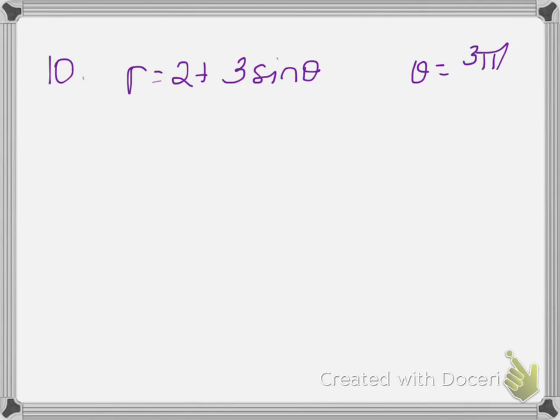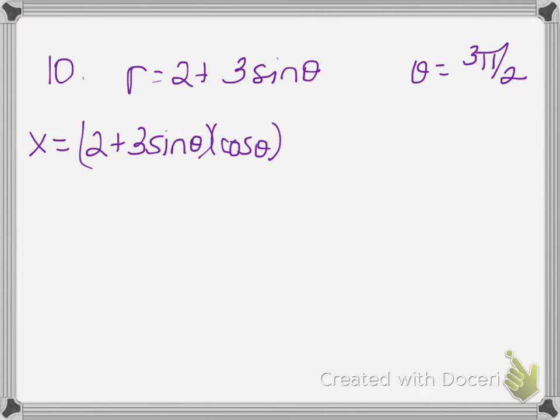I want to find the derivative of this one at 3 pi over 2. So first thing I'm going to have to do is I've got to rewrite what x is and what y is. X represents r times cosine of the angle. So here's r, and I'm going to multiply by cosine. Y represents r times sine of the angle.